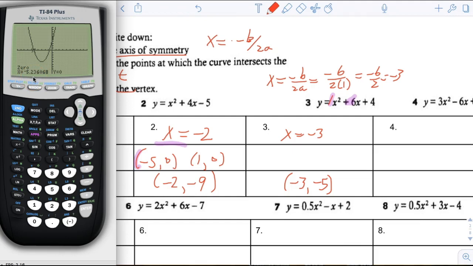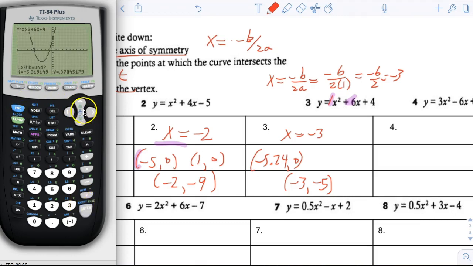So I'm going to write -5.24, 0 as one of the x-intercepts. -5.24, 0, right? We're always going to put 3 significant figures, right? Don't put -5.2 because that answer is definitely going to be wrong.